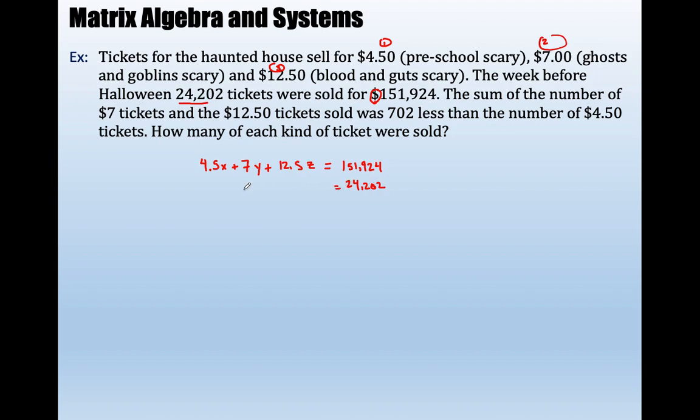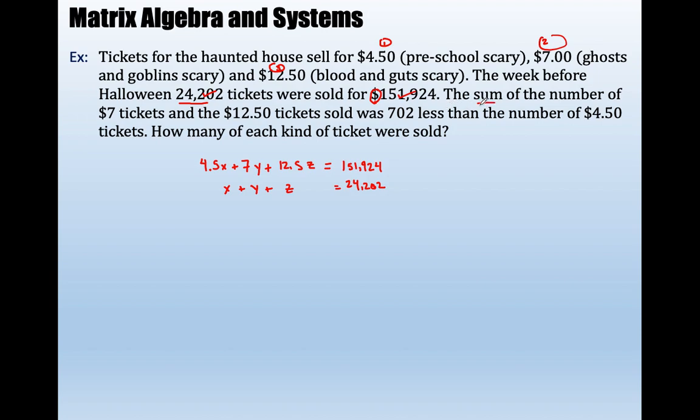That total has nothing to do with money, does it? It just has to do with preschool scary plus ghost and goblin scary plus blood and guts scary. Well, now I have 2 equations with 3 unknowns. I can't solve that until I have 3 equations with 3 unknowns. So what's left? I've used this, and I've used this.